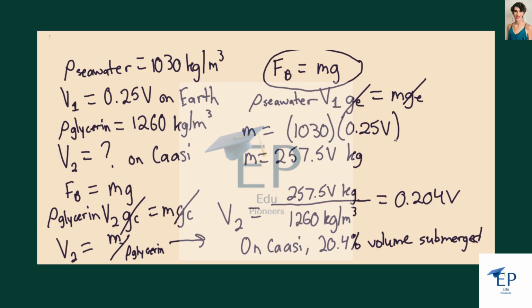So given that we have 25% of the volume submerged, given that it is floating on seawater, transferring this over to a new planet with a new acceleration due to gravity, but more importantly, a new type of liquid, rather than seawater, we're using glycerine, we can find that on Caasi, 20.4% of the volume of this apparatus will be submerged. So here, it is also important to note that when finding relative percentages of this volume, the gravity change actually did not matter in the end, and it simply canceled out.